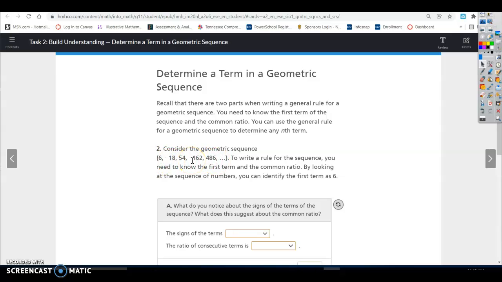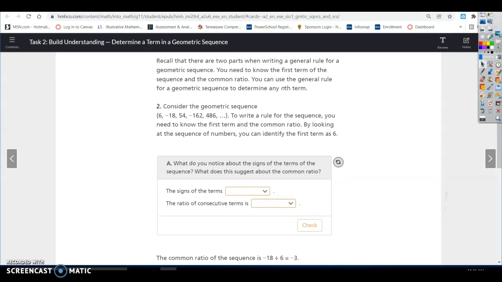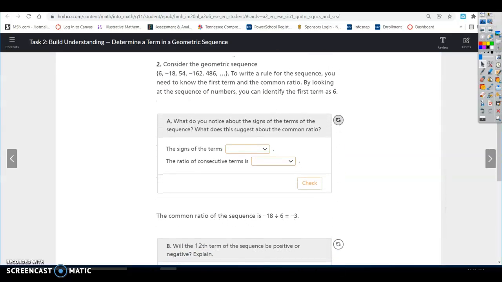All right, the common ratio comes by taking the second number and dividing it by the first, or taking the third number and dividing by the second. So -18 divided by 6 would be -3. 54 divided by -18 is -3, and so on. So our first term is 6, and our common ratio we can conclude is -3.